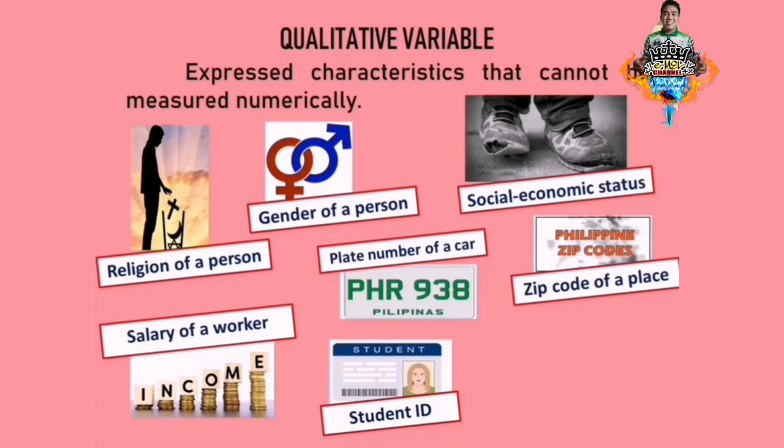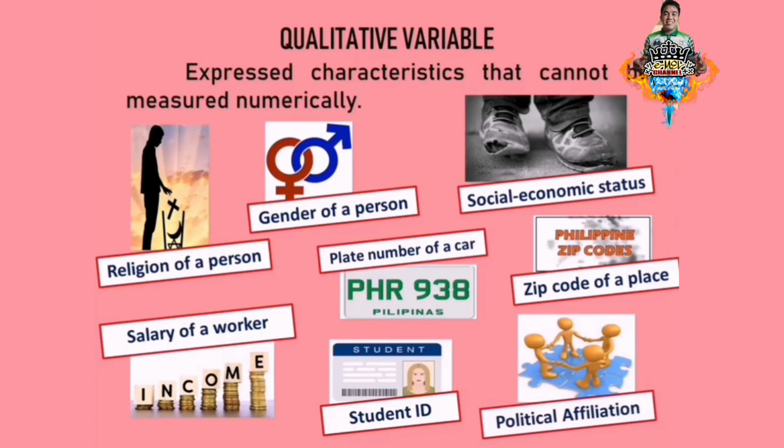It could be 000, still the same, cannot be measured numerically, though it is using numbers. And lastly, we have the political affiliation. Could be administrative or could be a liberal party. Okay, so, or administration. That's it. Those are the different examples of data which belong to a qualitative variable. So again, qualitative variables express characteristics that cannot be measured numerically.